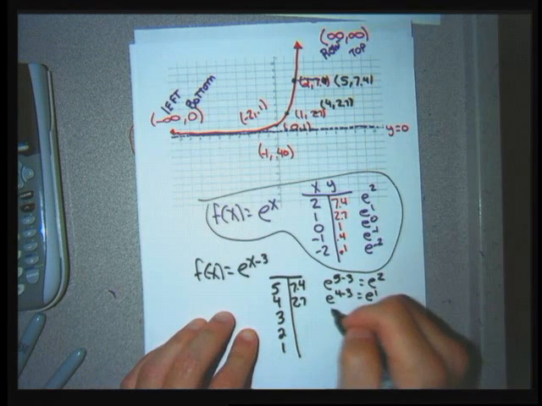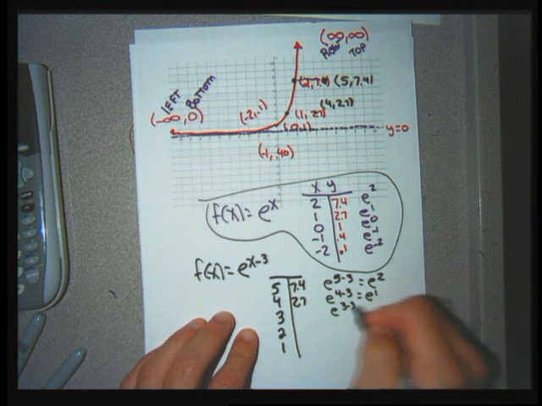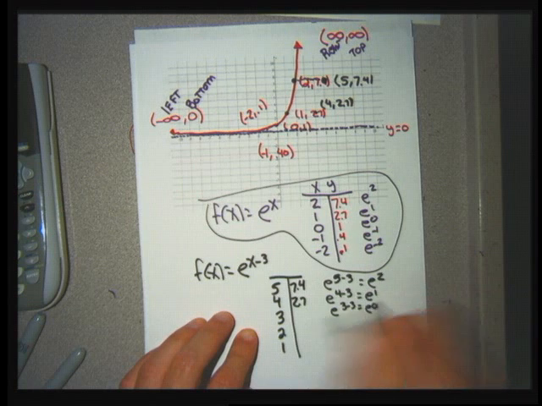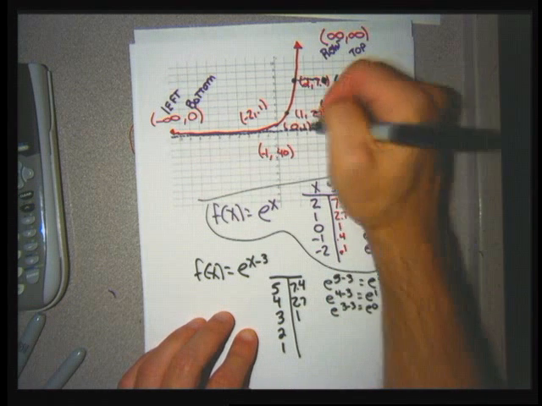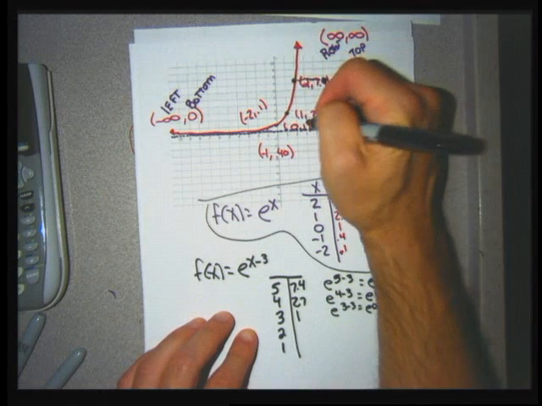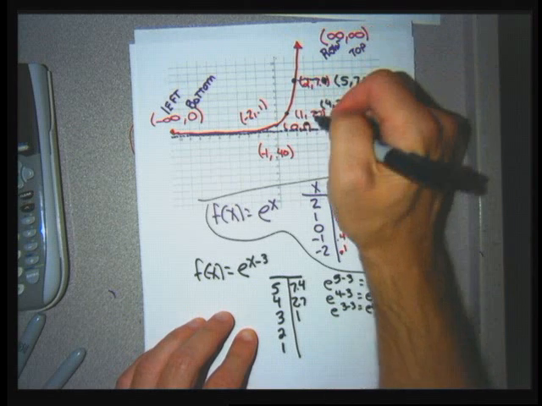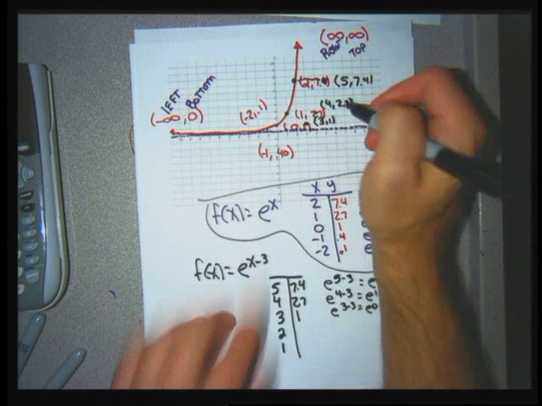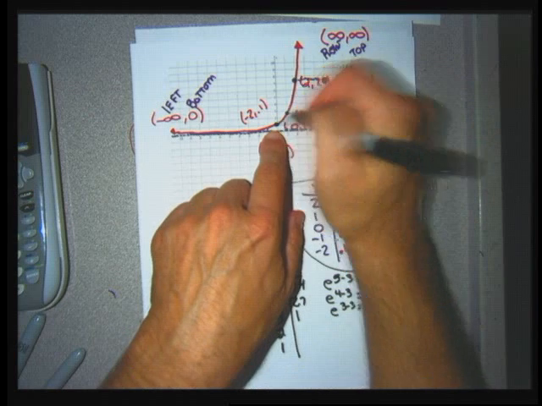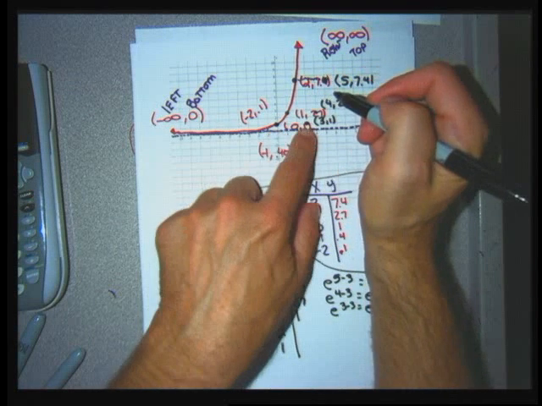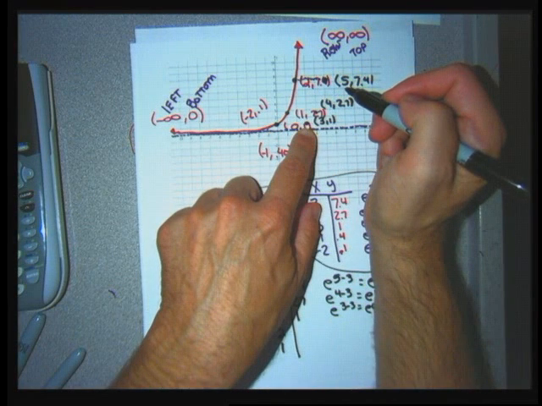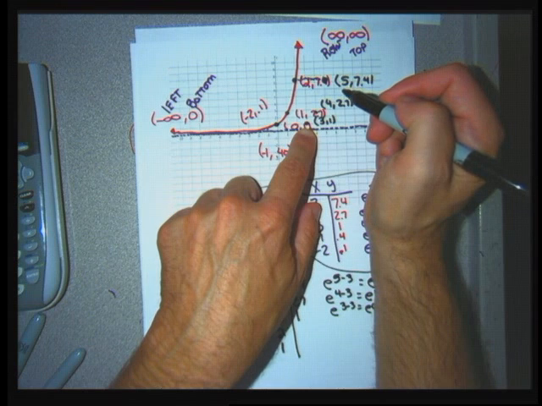The next point, e to the 3 minus 3, is going to give me e to the 0, and e to the 0 power is 1. So I'm going to plot the point 3, 1. And the point 3, 1 is similar to the point 0, 1. It has the same y's, but its x is 3 bigger, so it's shifted 3 to the right. That's why I say this graph is shifted 3 to the right.